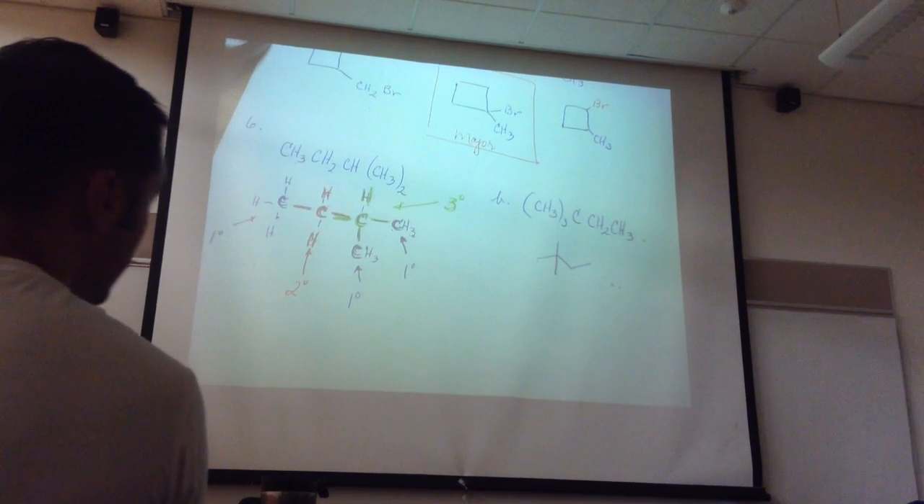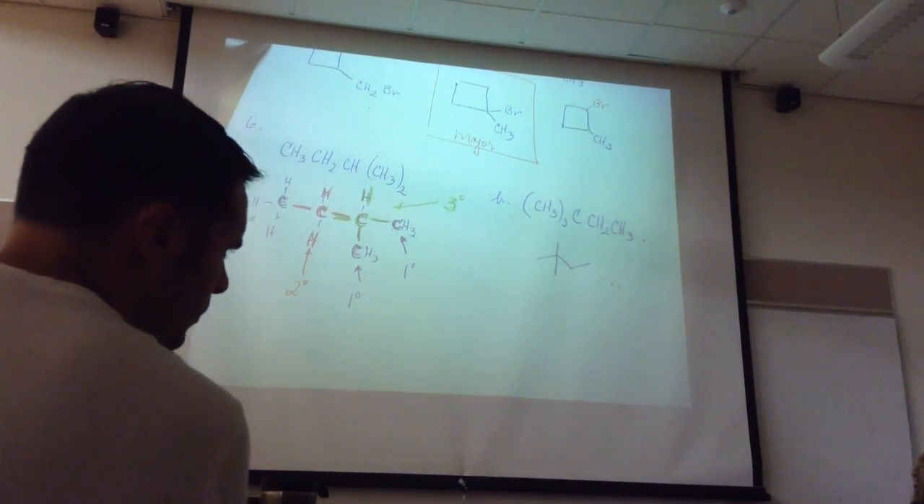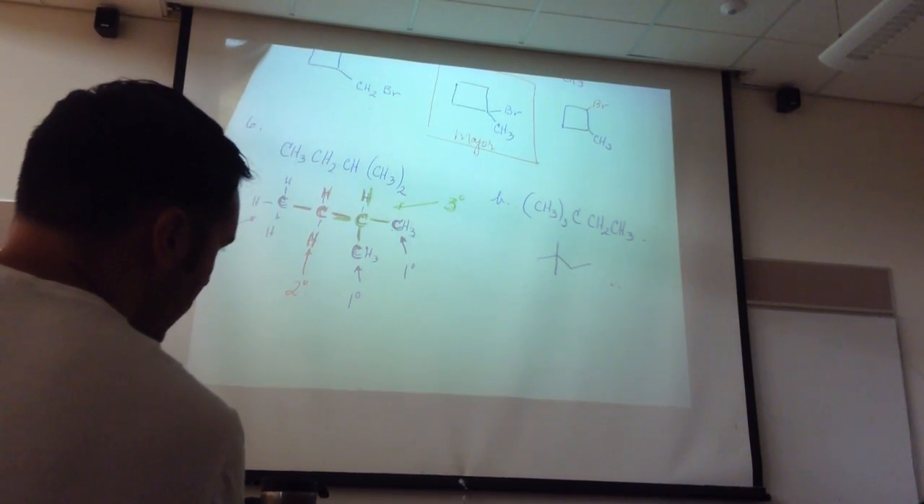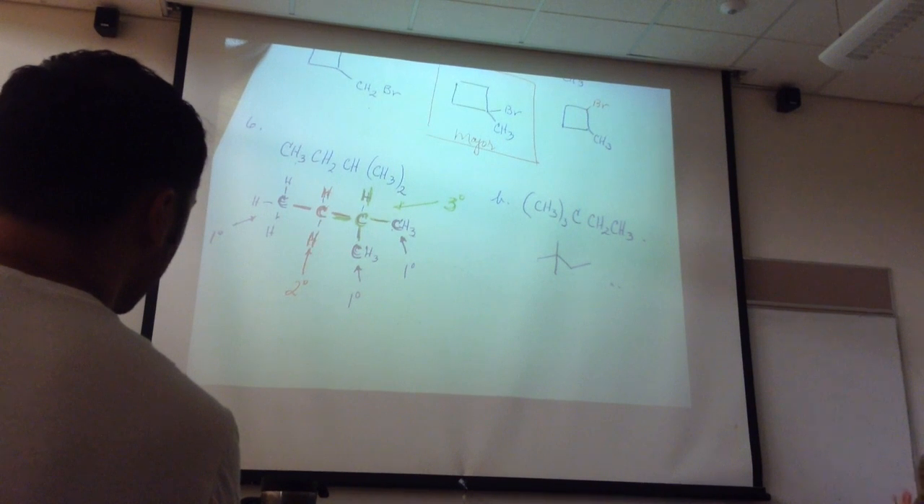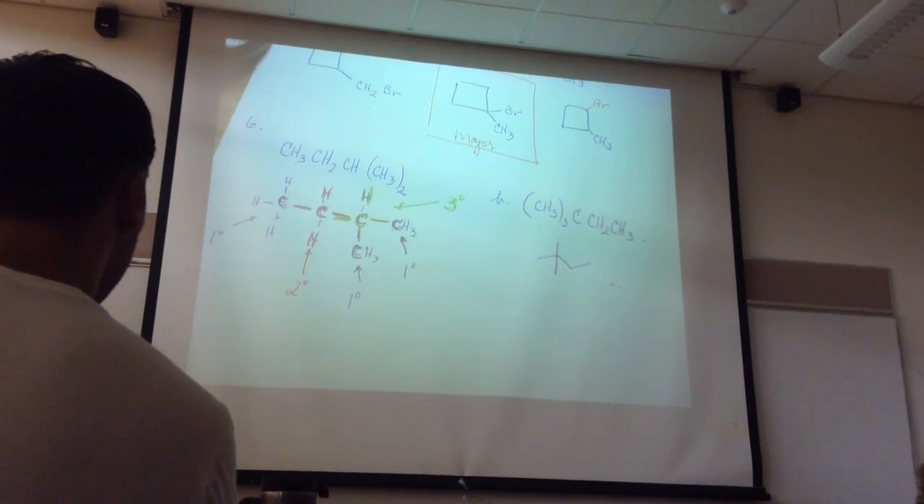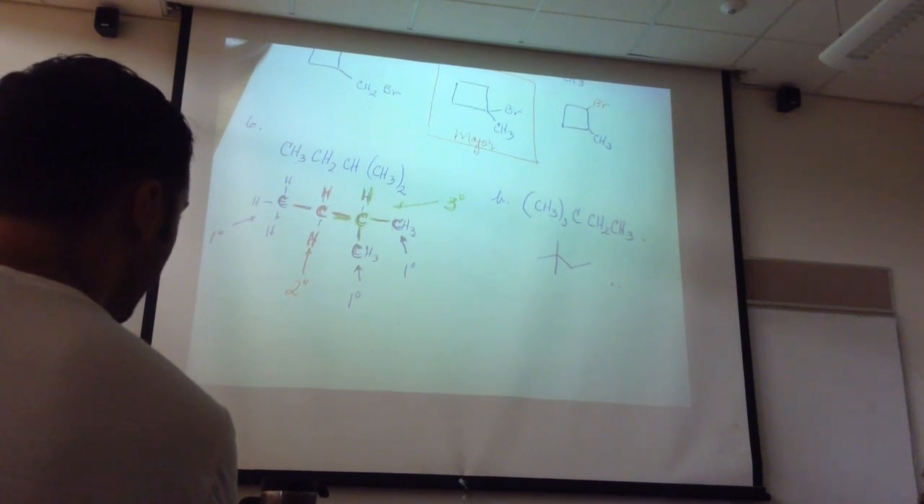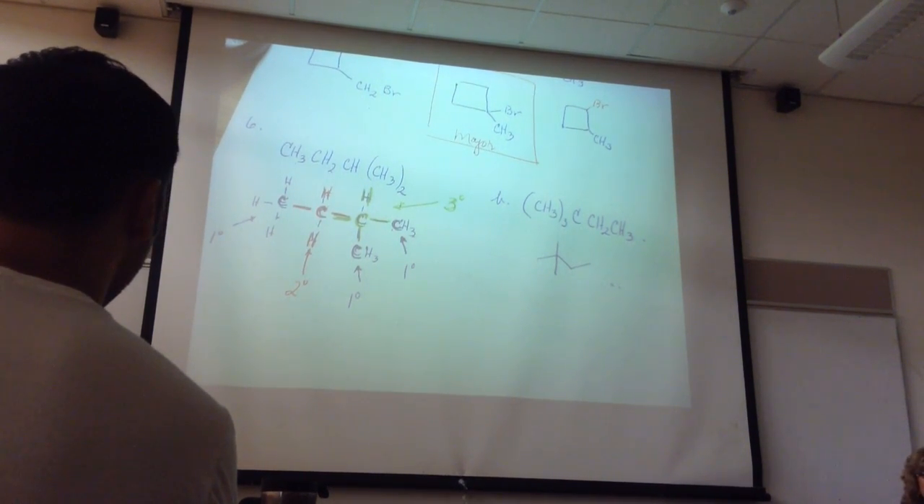All right, and then immediately we see that there's only 2 types of carbons here that have hydrogens on them. There are 3 different types of carbon, but that's not the question. The question is asking, label the hydrogens. So if we're labeling the hydrogens, there's really only 2 types of hydrogens.